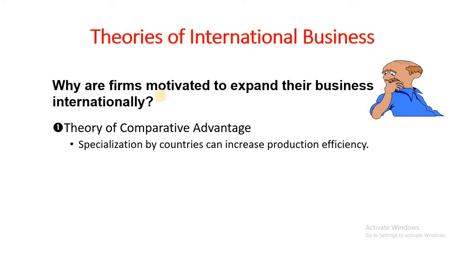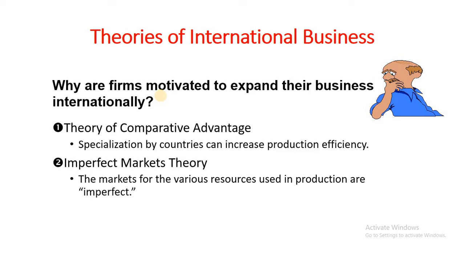Similarly, Brazil should produce coffee only because Brazil can produce coffee in the most efficient way. So, Bangladesh will export jute to Brazil and import coffee from Brazil. Similarly, Brazil will export coffee to Bangladesh and import jute from Bangladesh. So, based on this theory, international trade or international business is required between Bangladesh and Brazil if they specialize in production.